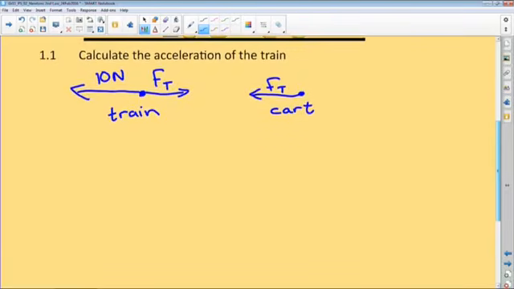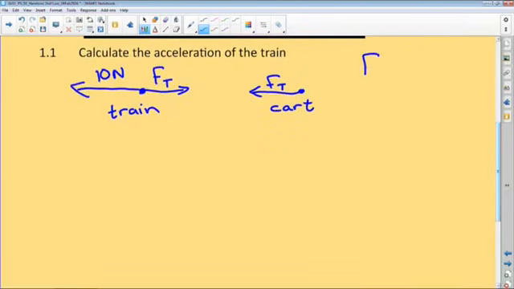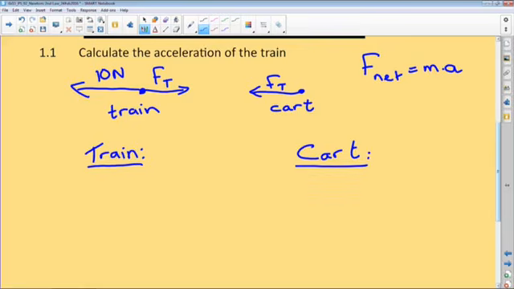Now let's have a look at what I can do. My equation that I'm going to use is F net equals ma. But remember, your net force is the sum of all the forces acting. So because I've got two objects, it looks like I'm going to have simultaneous equations. I know you're groaning, going, oh no, it's maths again. Yep, physics enjoys maths, maths enjoys physics, so we've got to learn to love both of them.